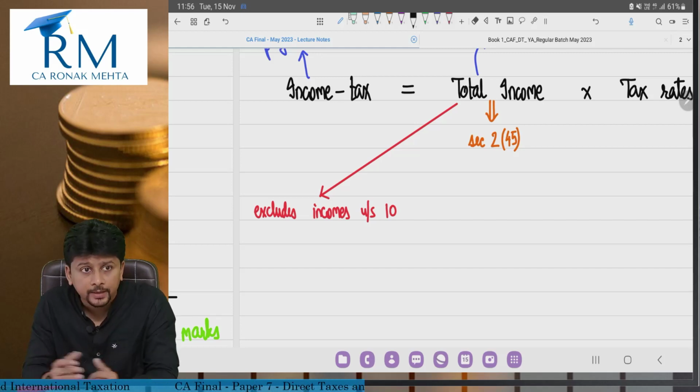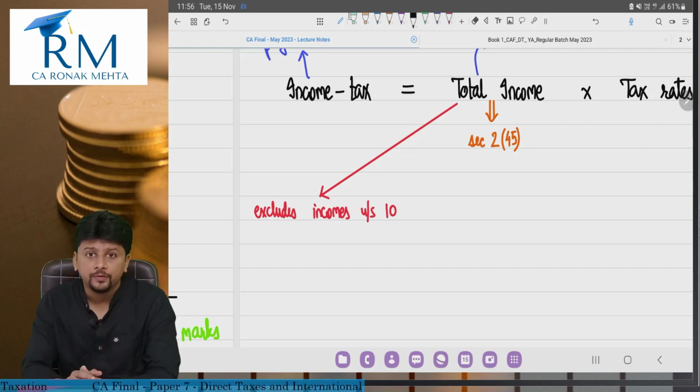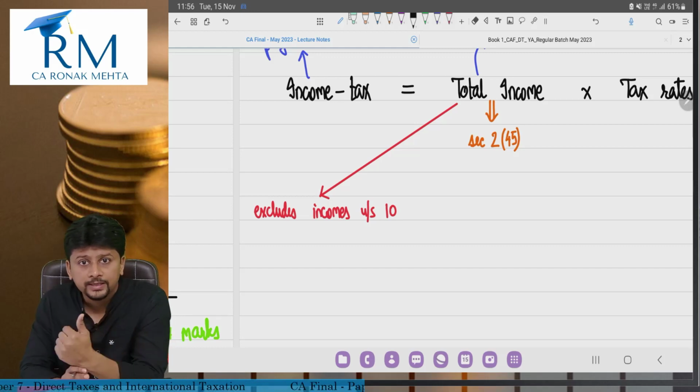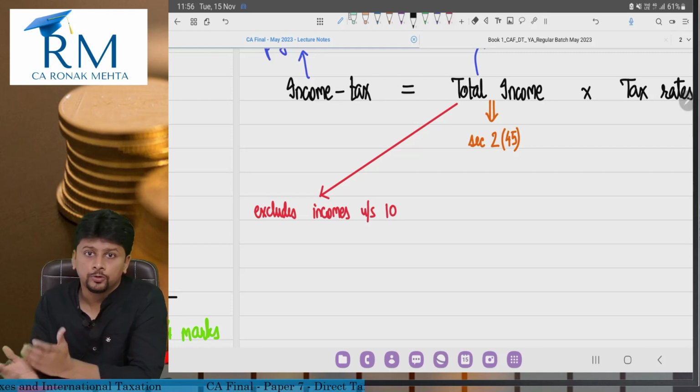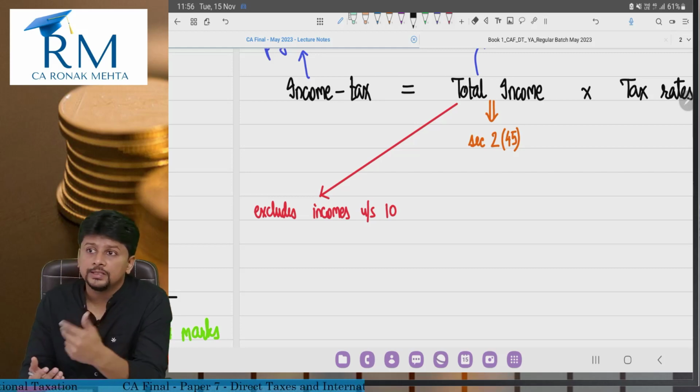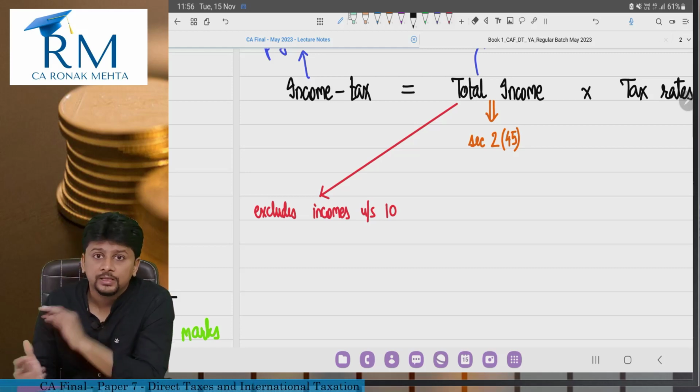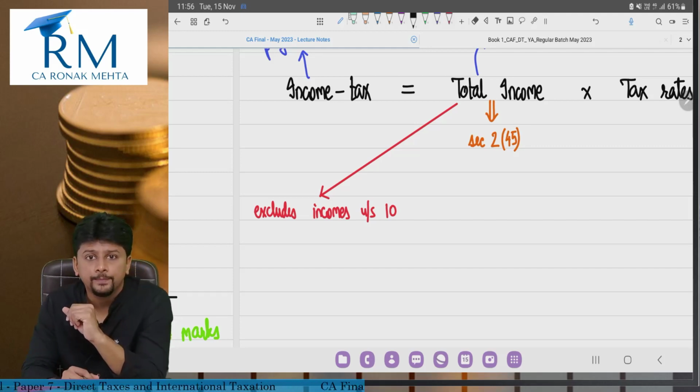Some of them are exempt because they are capital type of incomes. Like if you remember your CA Inter, gratuity up to a certain limit is exempt, lump sum pension up to a certain limit is exempt, money received from provident fund is exempt in some cases. That is all covered by section 10 only.